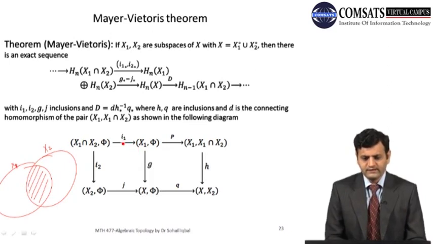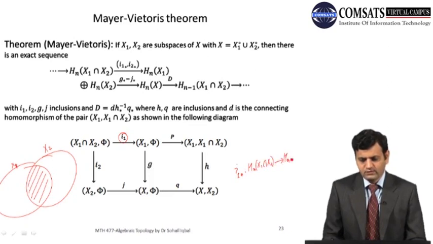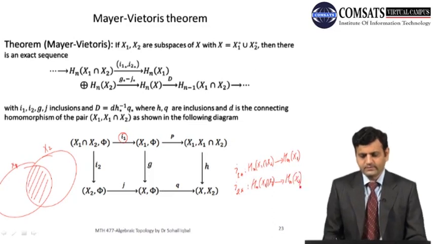Okay, so in other words we can say that corresponding to this I1, there will be a map I1 star from the homology of X1 intersection X2 to the homology of X1. Similarly, if there is inclusion I2, then there will be a map I2 star from Hn of X1 intersection X2 to Hn of X2. Okay, so we have the following two maps.